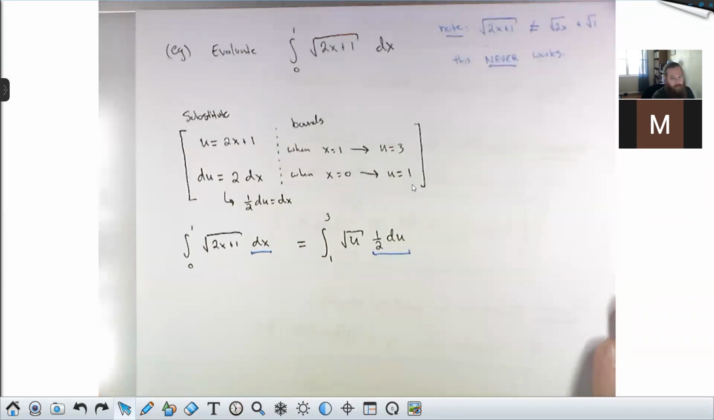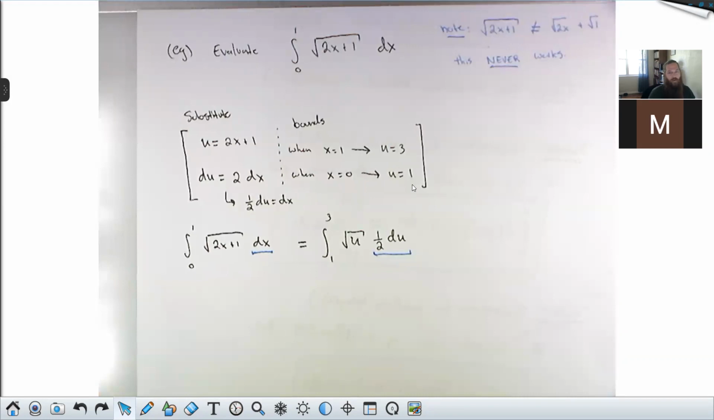So I want to take a second here and just answer any questions. Where did anything go? Why did we do anything the way we did? Where did any pieces come from? I want to make sure that everybody is rock solid on this. I'm confused at the 1/2 du.